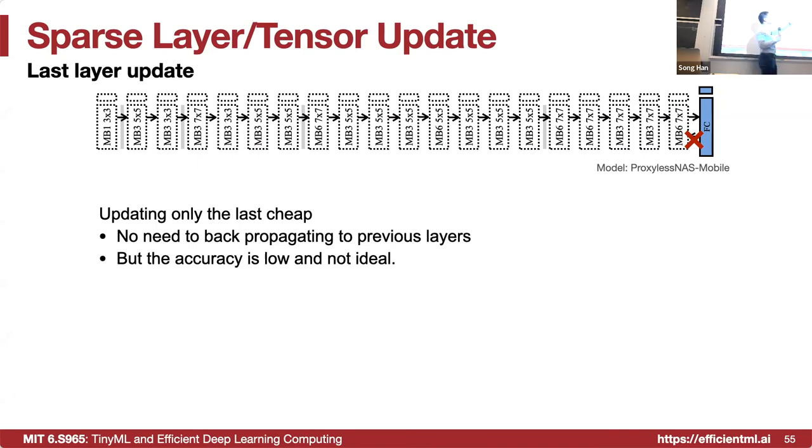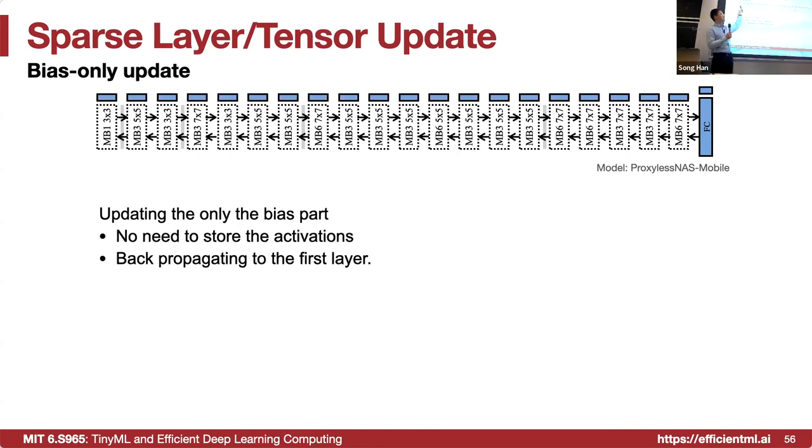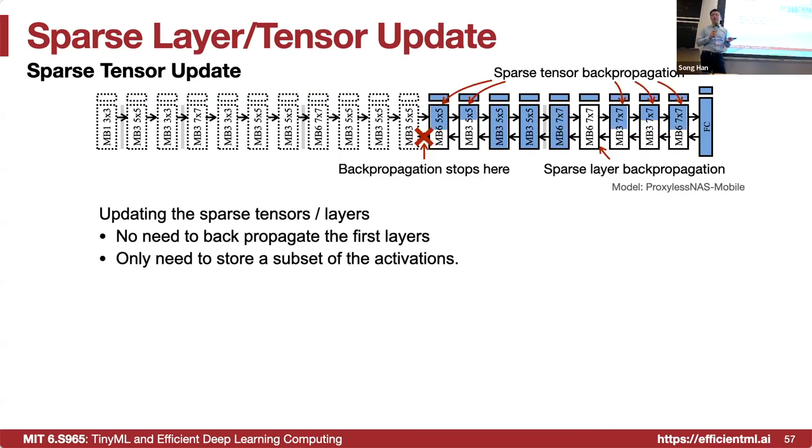And this is the comparison of fine tuning only the last layer, which decreases the accuracy. And this is the scheme of updating the bias only, right? So actually we have a new scheme. We can sparsely choose which layer to update. And even for a certain layer that is updated, we can sparsely choose a portion of it to be updated. So this is sparse tensor backpropagation, and this is sparse layer backpropagation. And the backpropagation stops here, so that we don't need to store anything ahead of it.